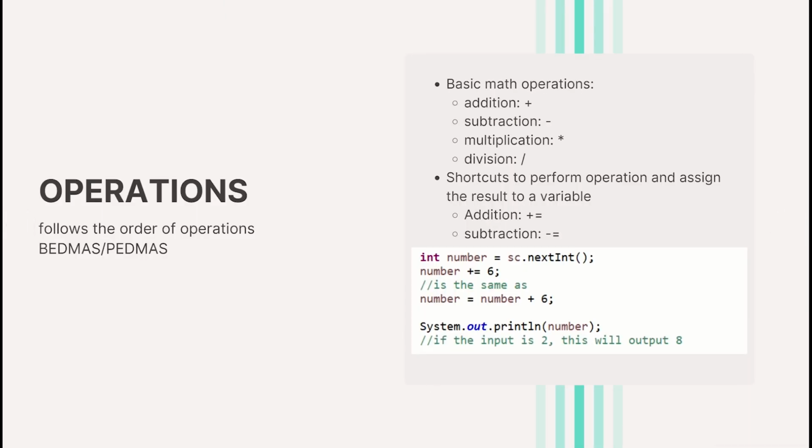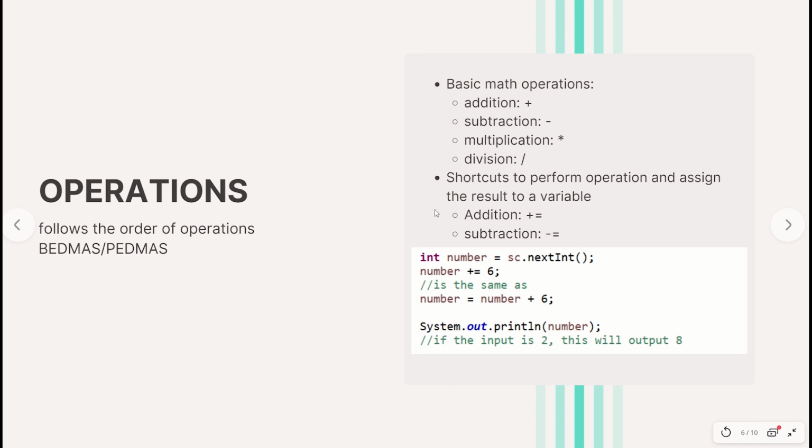So using these variables, you can do a lot of different types of operations. Java follows the order of operations BEDMAS or PEDMAS. So for those of you who weren't listening in math class, that means brackets, and then exponents, and then division or multiplication in the order that they occur, and then addition or subtraction in the order that they occur. And you can do the basic math operations in Java using these symbols. So addition is the plus symbol, subtraction, multiplication, and division.